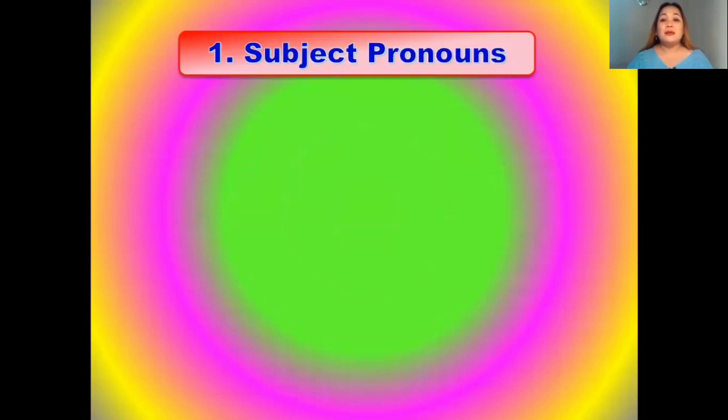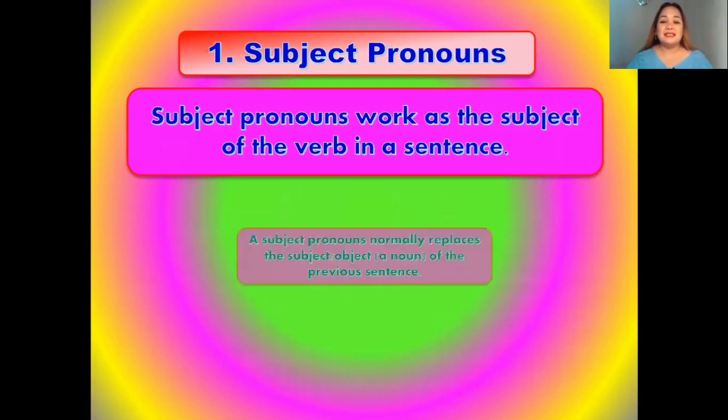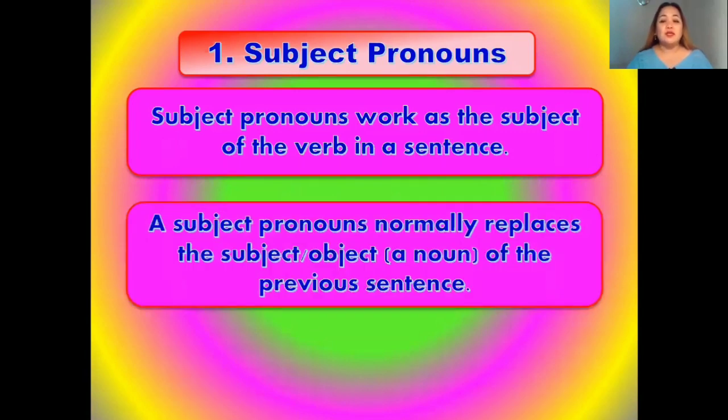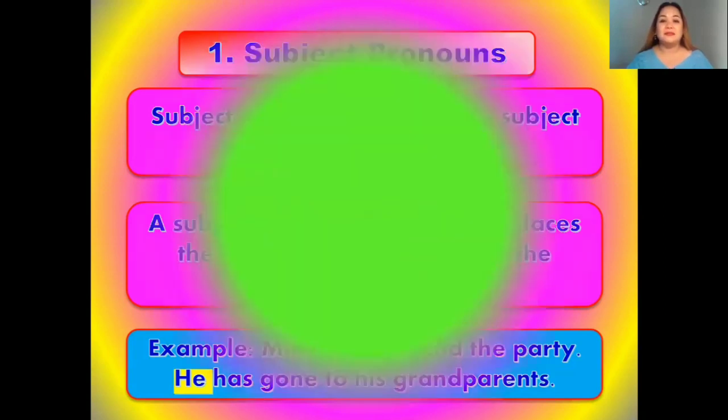Number 1, subject pronouns. Subject pronouns work as the subject of the verb in a sentence. A subject pronoun normally replaces the subject or object, a noun, of the previous sentence. Example, Mike can't attend the party. He has gone to his grandparents.